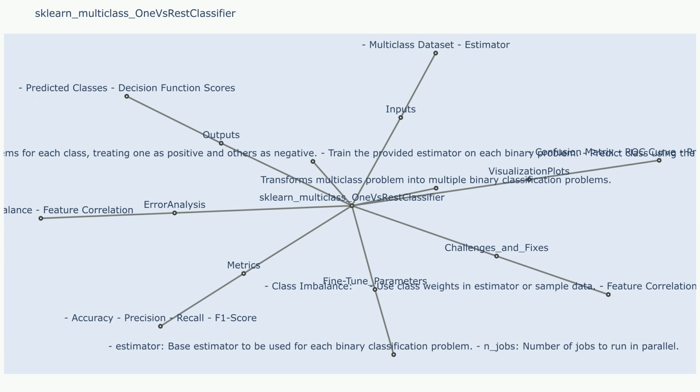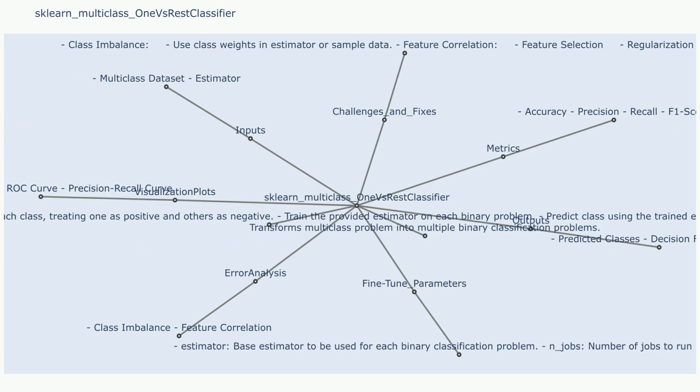Fine-tune parameters. Estimator, the binary classifier to be used for each binary classification problem, e.g., logistic regression, SVC, decision tree classifier. n_jobs, the number of jobs to run in parallel. Uncertainty methods.